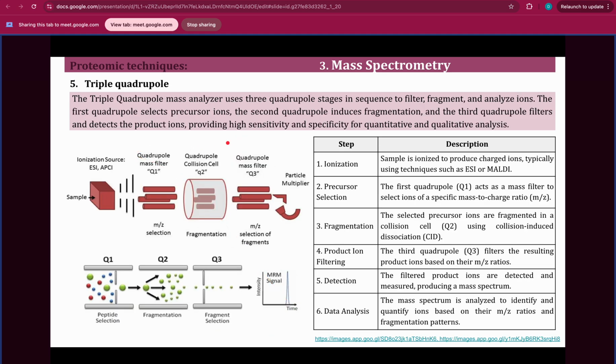Then comes the triple quadrupole. As we have discussed, there are three filters, three quadrupoles in series, which at different steps filter the ions. The first filtration is mass to charge selection, then comes fragmentation. After the mass to charge ions are obtained, they are further fragmented in the quadrupole collision cell, in which they collide and break into smaller ions. Then in Q3, the mass to charge selection of fragments is done. Again, they are separated on the basis of their mass to charge, and ultimately their signal is recorded by the detector. So this is about the triple quadrupole.